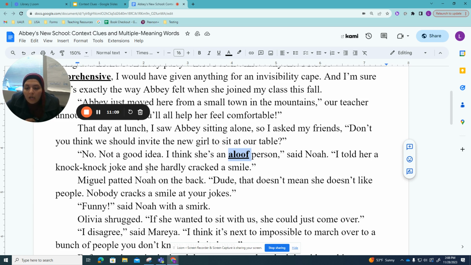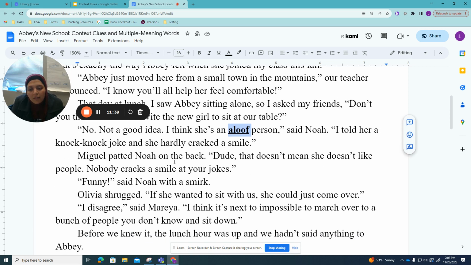I told her a knock knock joke and she hardly cracked a smile. Okay, this is our clue right here. So if you talk to someone and you told them a joke, you're trying to make them laugh, but they just didn't even smile. Does that suggest that they're social, they like to talk and laugh and do things with others, or does that suggest that they're just kind of distant and they like to keep to themselves? There you go. So basically, we infer by reading the rest of the sentence that the word aloof means someone who is a little distant and likes to keep to themselves. They're not very social.